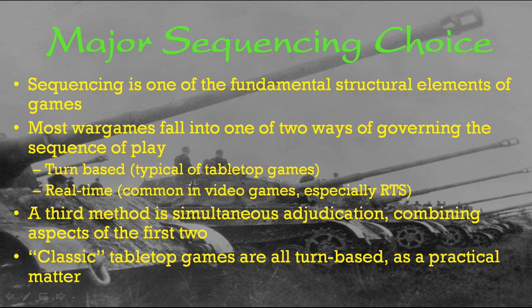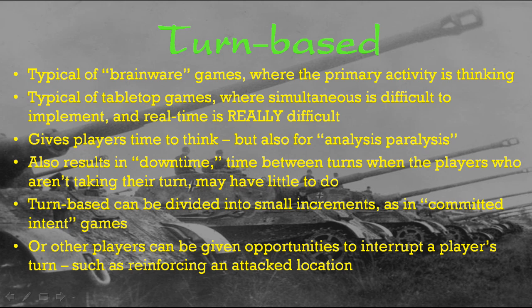Most war games fall into one of two ways of governing the sequence of play: turn-based, which is typical of tabletop games, and real-time, which is common in video games, especially real-time strategy, although lots of video games are also, or instead, turn-based. A third method is simultaneous adjudication, which combines aspects of the first two. Classic tabletop games like chess and Go and so on are all turn-based as a practical matter. So we'll talk first about turn-based.